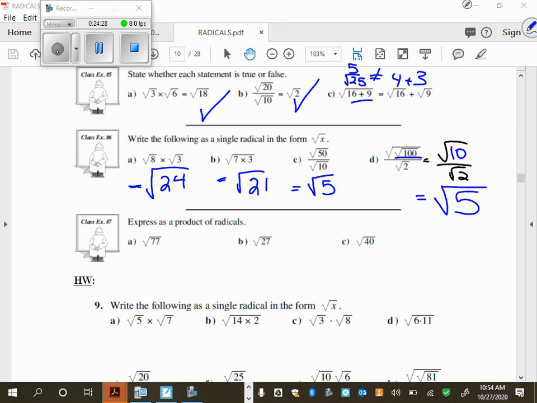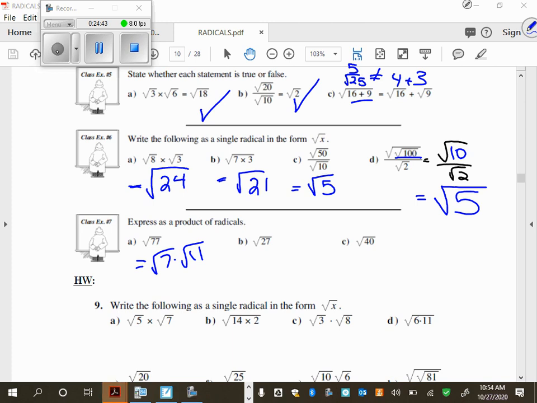Anybody figure out what they're asking in example 7a? Exactly. So what did you put? Good job. Okay, just make sure you have your radical signs.